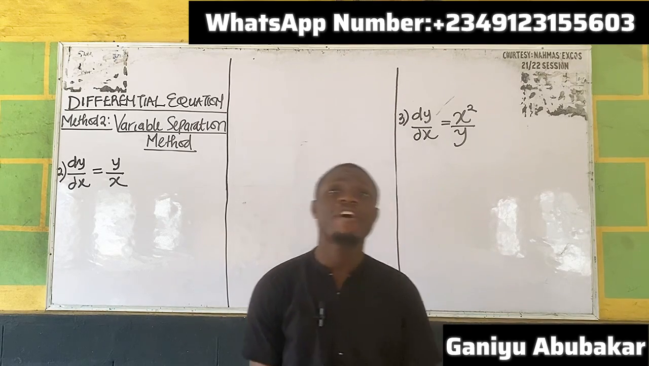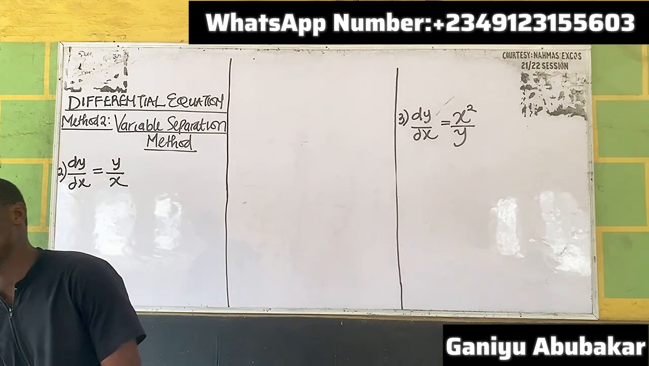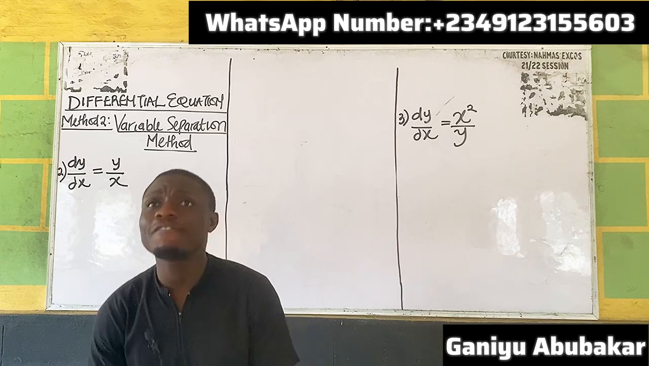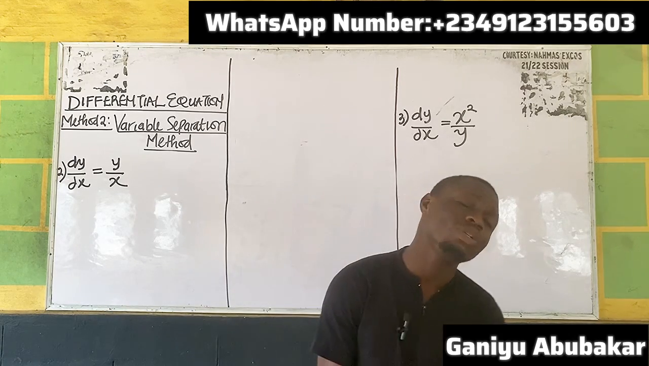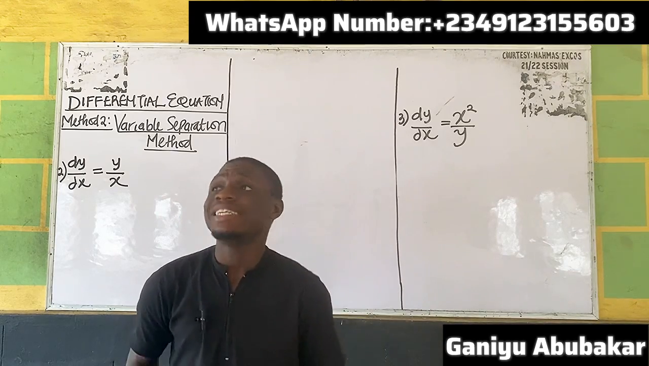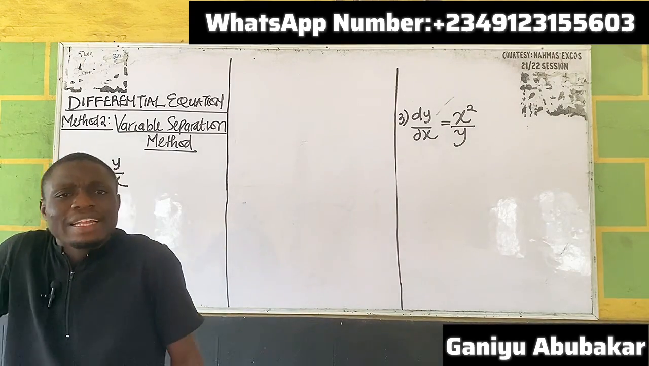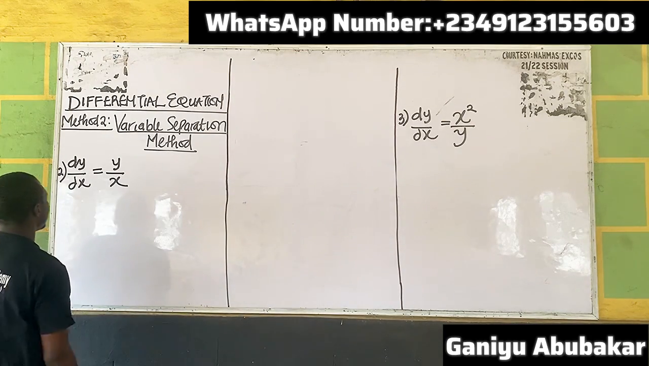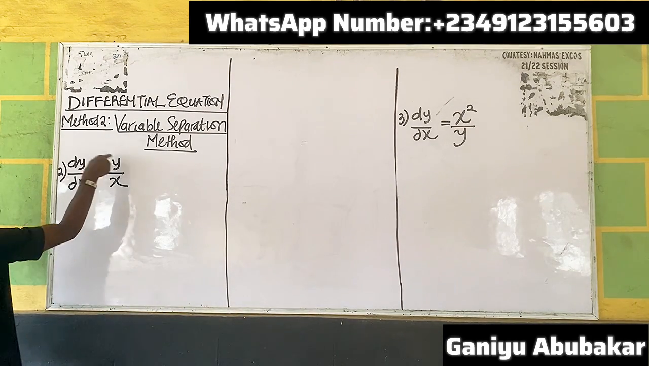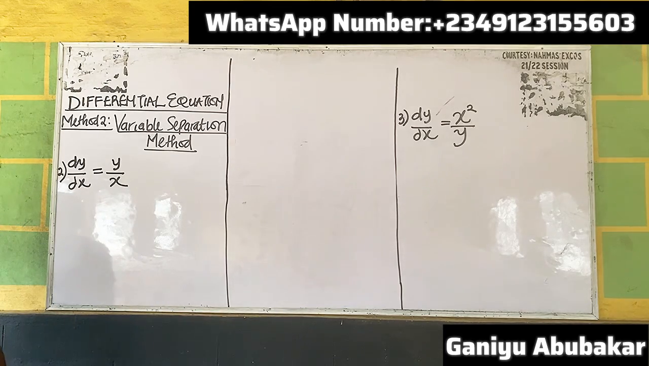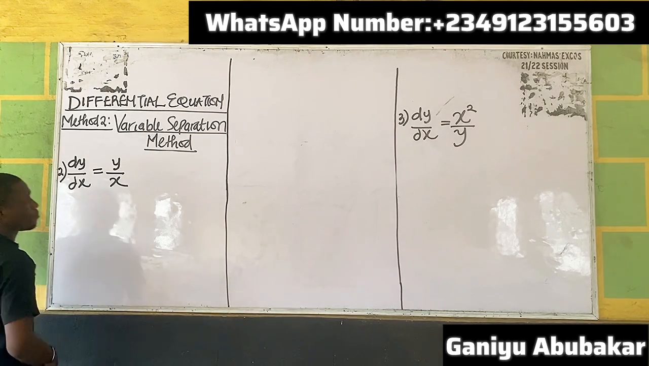When it comes to variable separation method, we said the task is as easy as moving the term having y and the dy to the left hand side, and moving the term having x and the dx to the right hand side of the equation. That's all. So it's easy. This y comes down here, the x moves here. More like saying cross multiply.